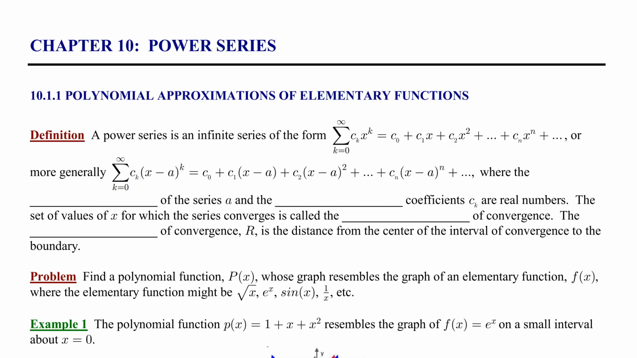We will now take a cursory glance at Chapter 10 regarding power series. Now, power series are not to be confused with p-series.